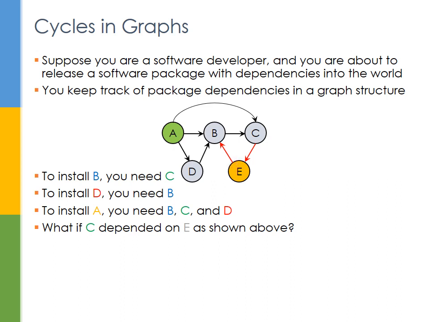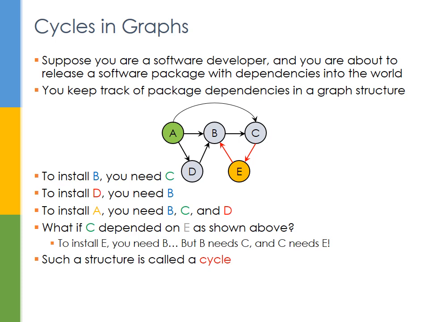has then dependencies. So what then happens if C depends on E, as we see over here, and also E depends on package B? Well, here we have a problem, because to install E, we need to install B first of all, but B needs C to be installed, and C also needs E to be installed, which can't be installed yet because it requires B to be installed. So this kind of structure is then referred to as a cycle, and more formally defined, it's a path that arrives back at its start, where every vertex is unique.